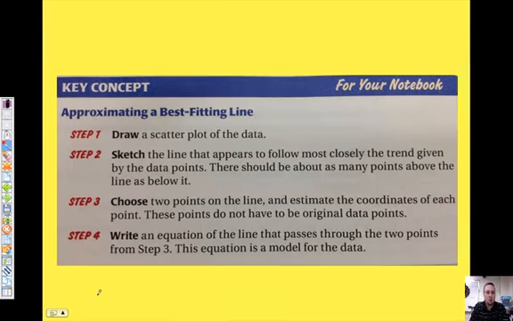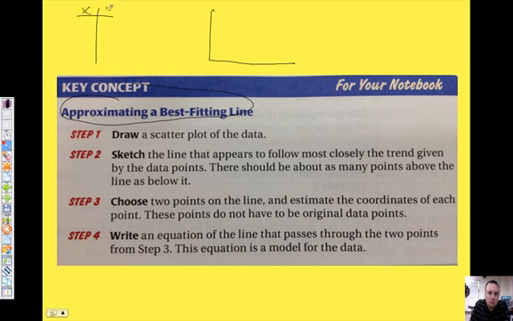Okay? Alright, the next thing you should be able to do is approximate a best fit line. You probably did this in Algebra 1. Okay, what you're going to do is this. You're going to draw a scatter plot. So I'm going to give you a table, X, Y, and you've got a bunch of points here. You're just going to draw a scatter plot of all these points. Alright? That's step 1. Draw a scatter plot of all these coordinates. 1, 2, 3, 4, and draw them all.